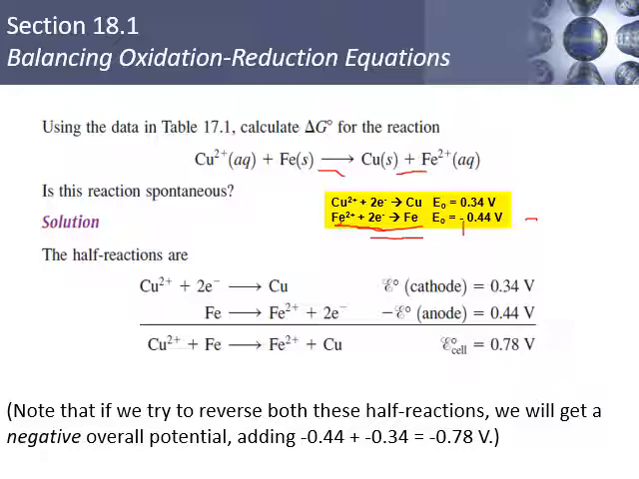If we tried to write it in the reverse direction, we would get a negative value. You can try that on your own, and if we get a negative value, as we do here at the bottom in this parenthesis, then that would not be spontaneous. Next slide.